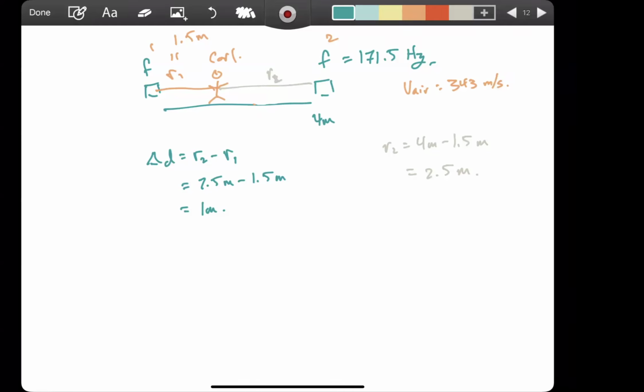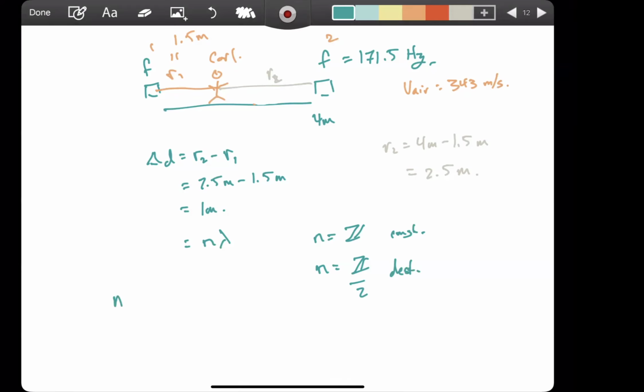What we also know is that this is going to be something equal to some number times lambda. Now, what we want to know is: is this number an integer, meaning constructive interference, or is this number a half integer, which means destructive interference? So let's solve for that number.